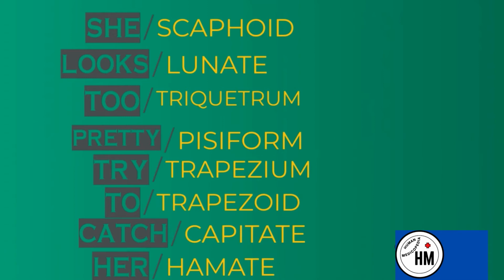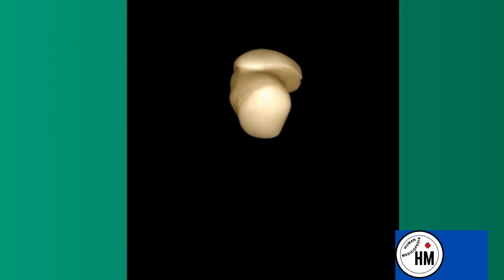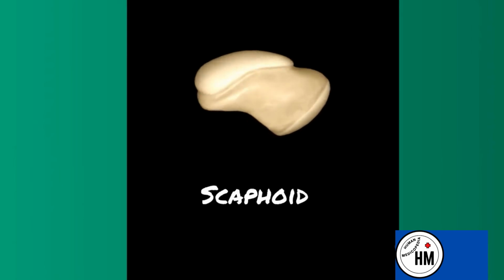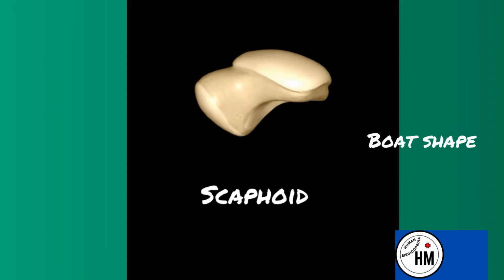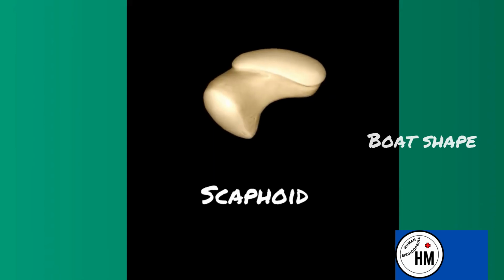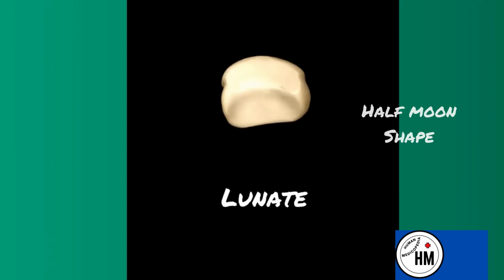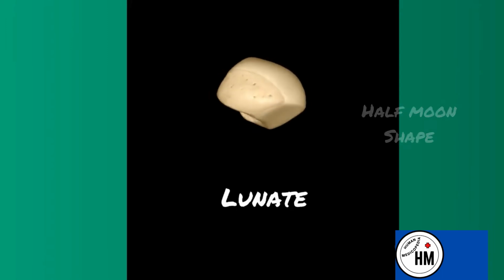Let's see how to identify these bones one by one. First of all, scaphoid bone, it is boat shape. It is one of the bones that help in making wrist joint. The lunate, that is half moon shape, it is another carpal bone that helps in making wrist joint.